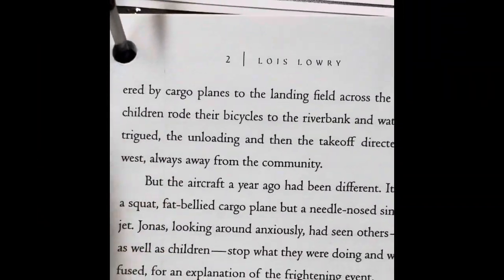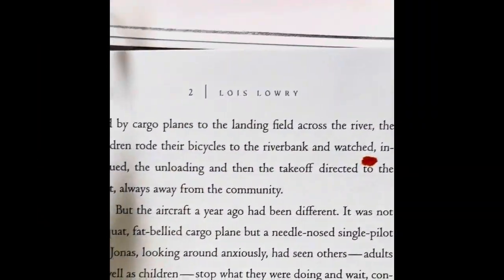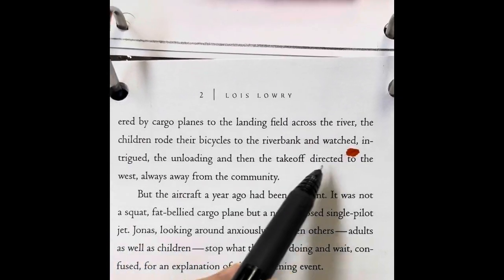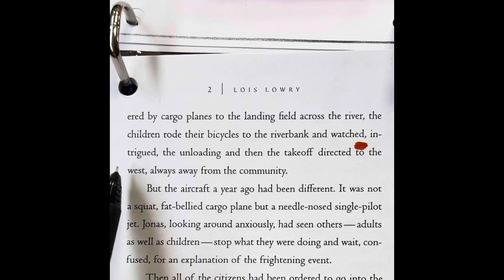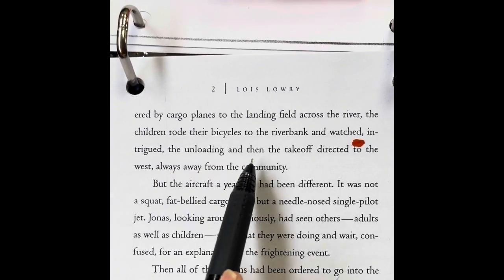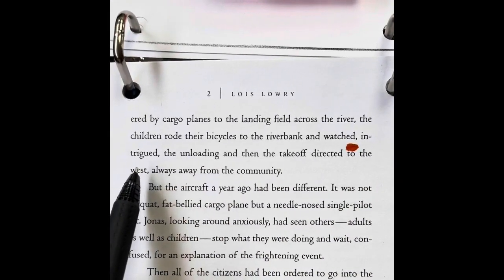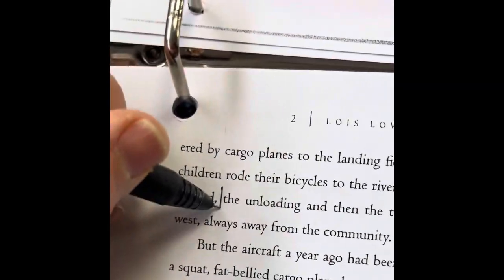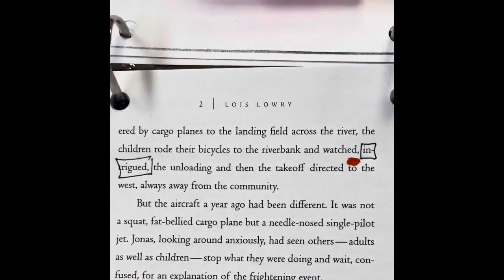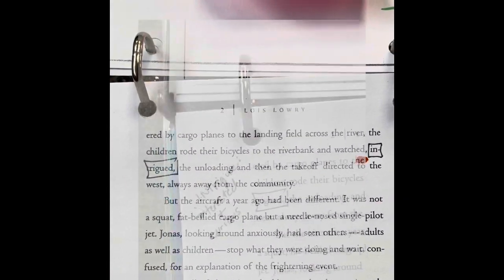All right. But occasionally when supplies were delivered by cargo planes to the landing field over the river, the children rode their bicycles to the riverbank and watched, intrigued, the unloading and then the takeoff directed to the west, always away from the community. Intrigued. Do you know that word? If you do, cool. But some people might not, so I'm going to pause.